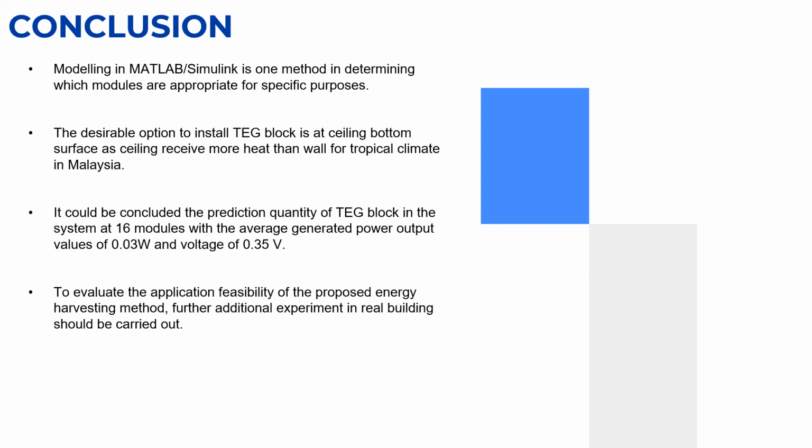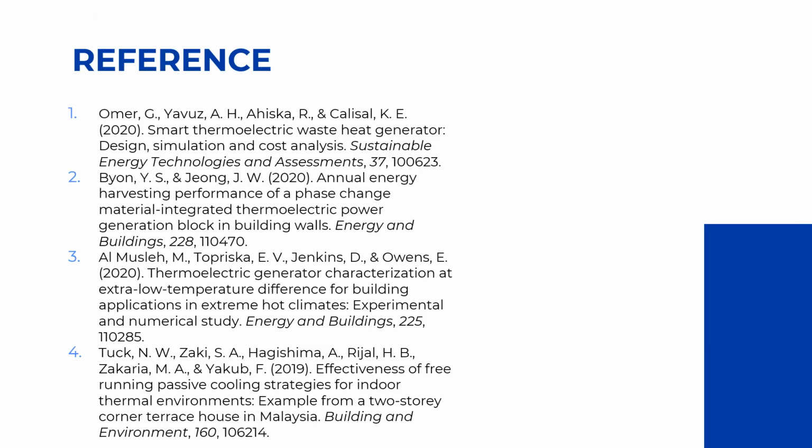According to Al-Muslih in 2020, the activation of modern digital and radio frequency circuits requires a voltage of 1 to 2 volts, but higher performance analog circuits require a voltage of 2 to 3 volts. And lastly, to evaluate the application feasibility of the proposed energy harvesting method, further additional experiments in real buildings should be carried out. And these are the references from this study.